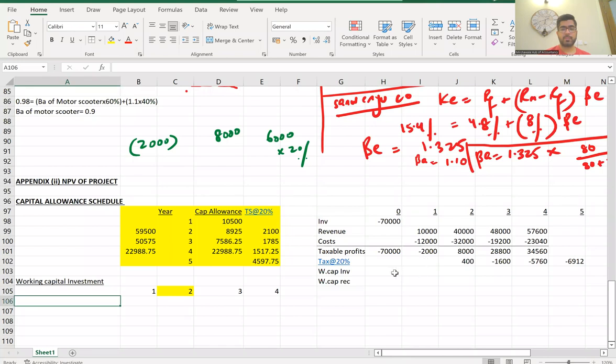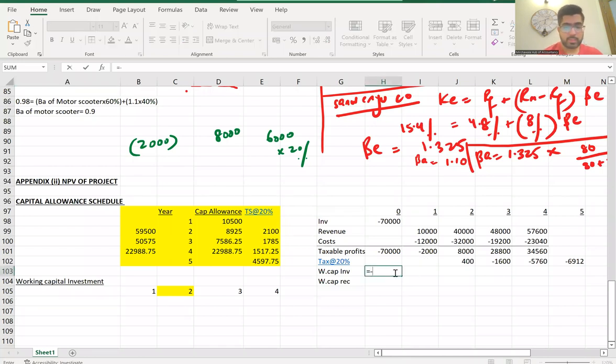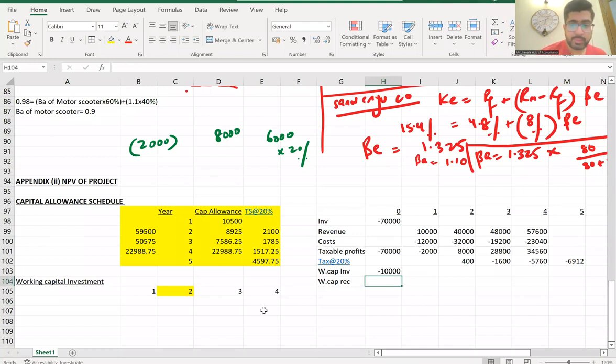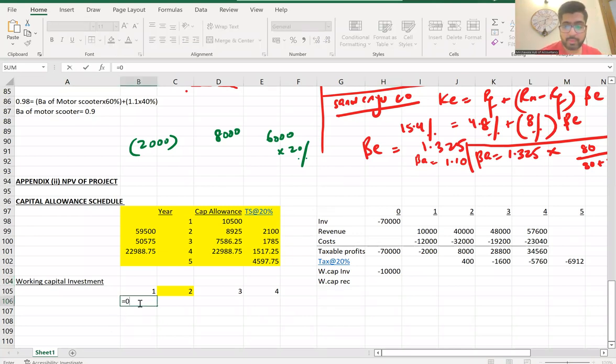So the start of year one means at the end of year zero, you need 10 million. So invest 10 million in working capital. Okay. And subsequently, you need 15% of revenue. So in year one, what is the 15% of revenue?